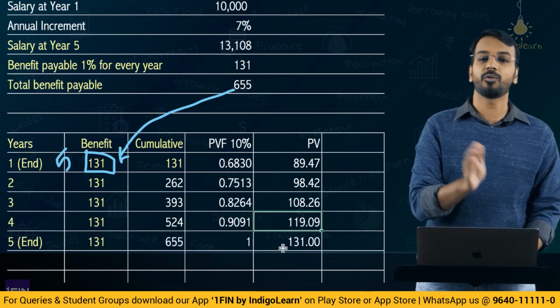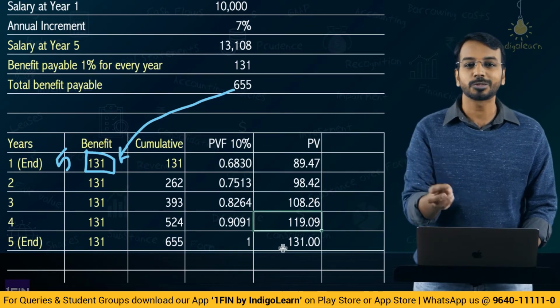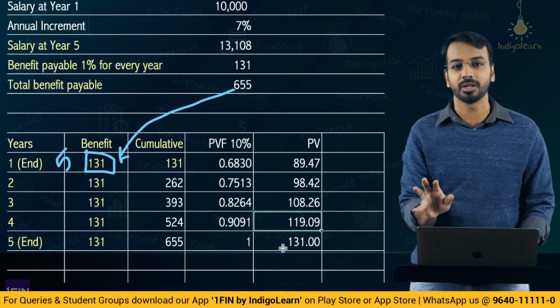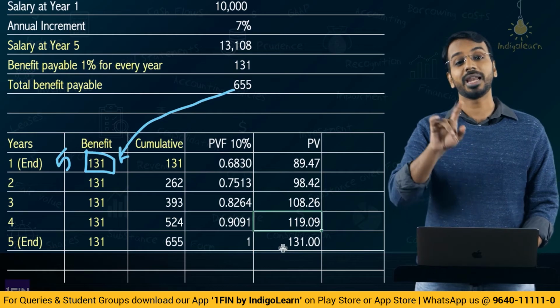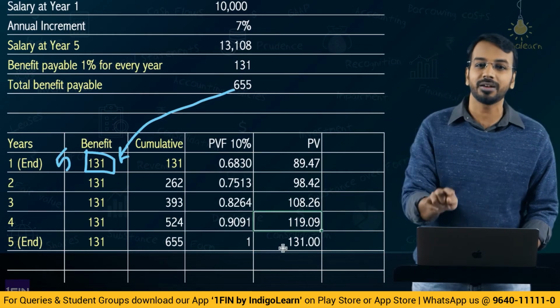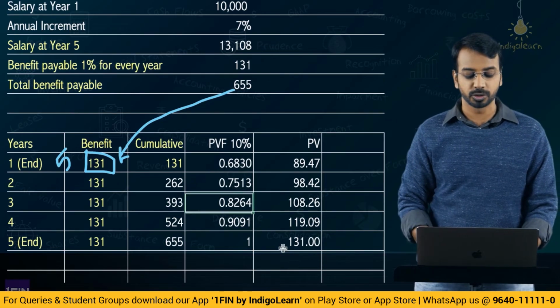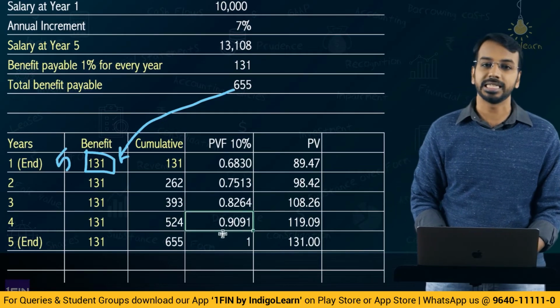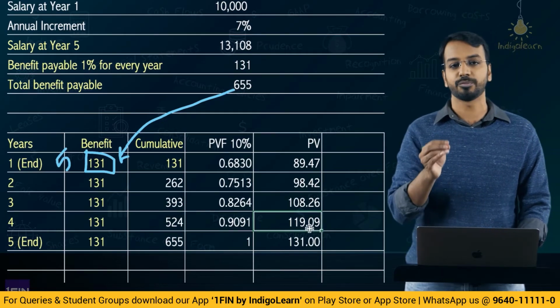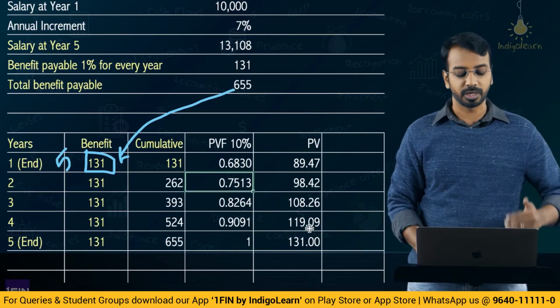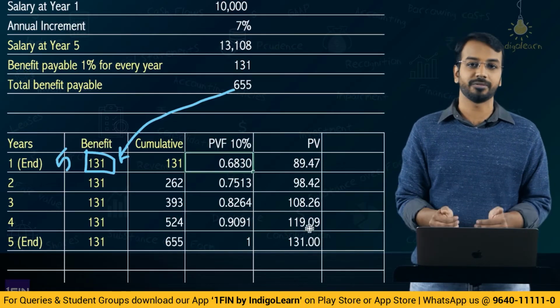But if you have to go back by 1 year, if you have to see what is the cost pertaining to year 4, you cannot say 131, because 131 is payable at the end of year 5. If I have to see that value at the end of year 4, I will have to use a discounting factor which is 0.9091 and the value becomes 119.09. Like this I will have to repeat for each year to arrive at the present values.